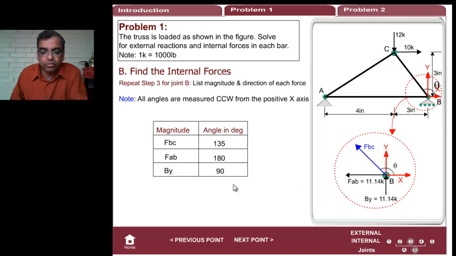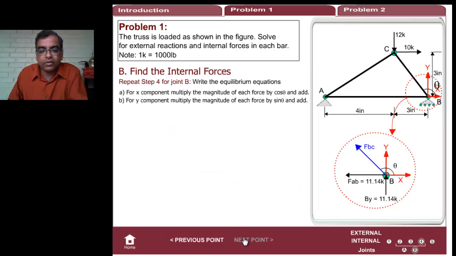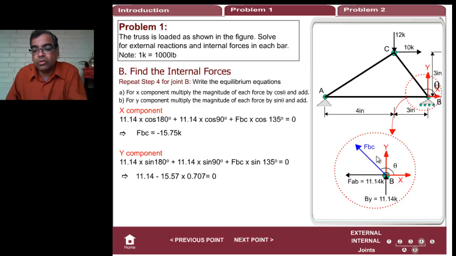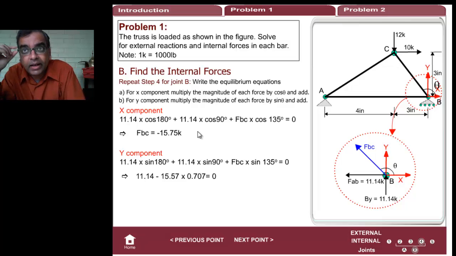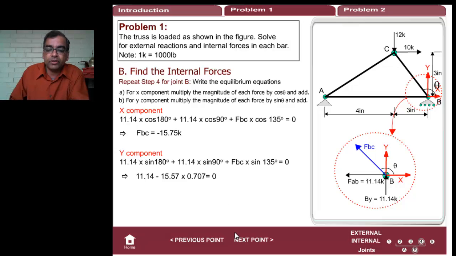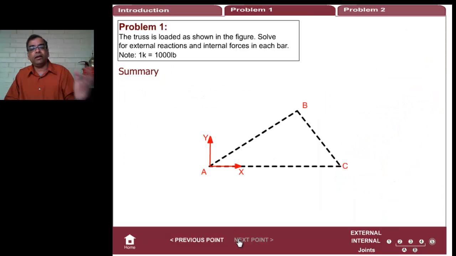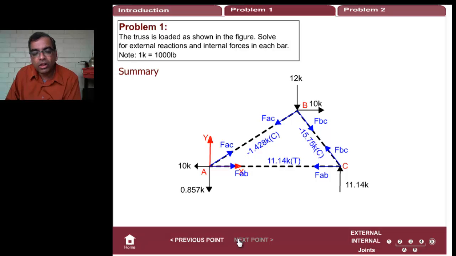So off we go and we solve this. So I'm going to write summation of all the forces in the x direction, summation of all the forces in the y direction. If your answer is correct, any redundant equation will be automatically satisfied. If your answer is wrong, the redundant equation will not work. There. So we now got all the values.